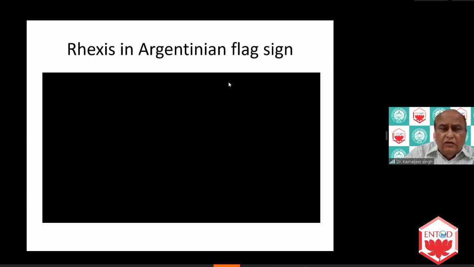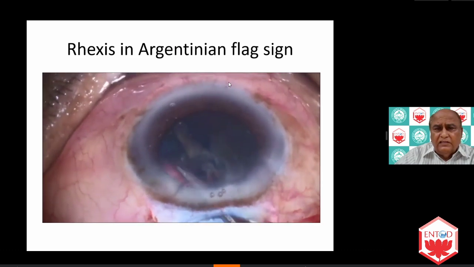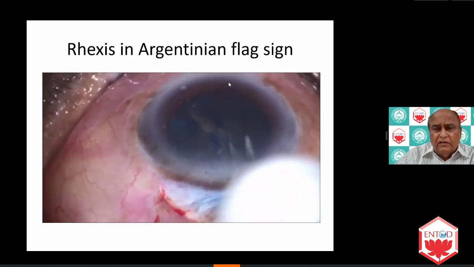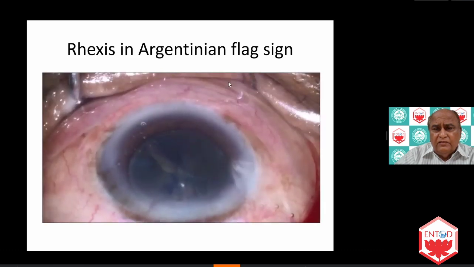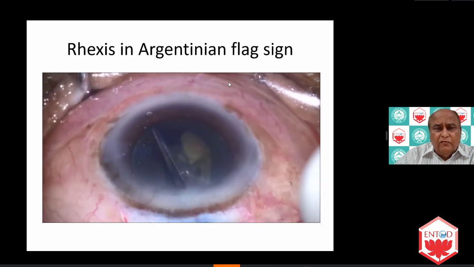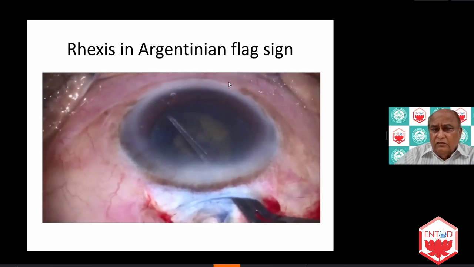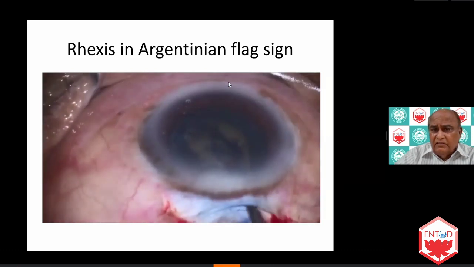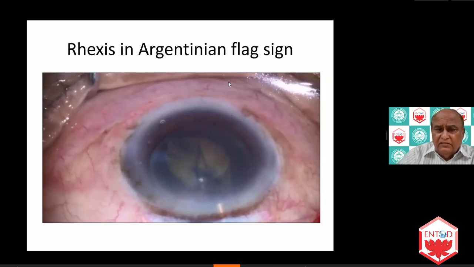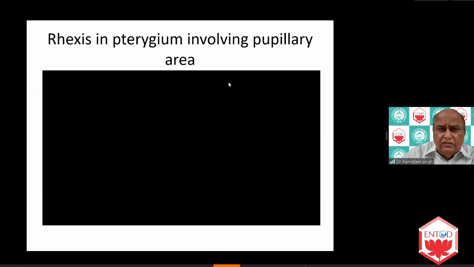But here I would show you how to do the rexis if you have got an Argentinian flag sign, with the Barraquer's scissors. You give two cuts and then you proceed with your rexis from both the sides. You can convert it to small incision cataract surgery, or you can perform phacoemulsification, bringing the lens into the anterior chamber. So that can be done easily, and that is what you can do in the 5% of cases that I am saying you might fail.